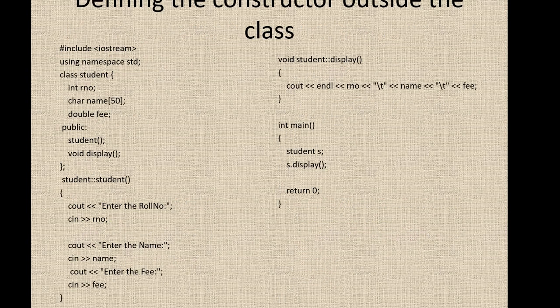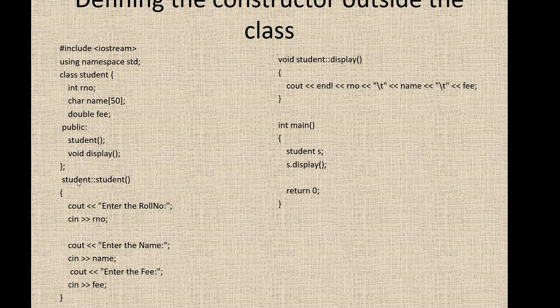Then we'll move on to look at how we can define a constructor outside of the class. Okay, see, inside this class with the access specifier public, we have introduced a constructor. This is an empty constructor. We have not defined what it has to do. Now remember, this constructor does not take any return type.